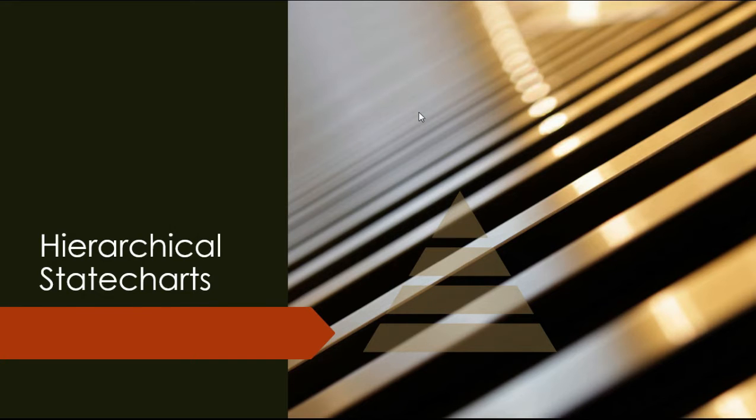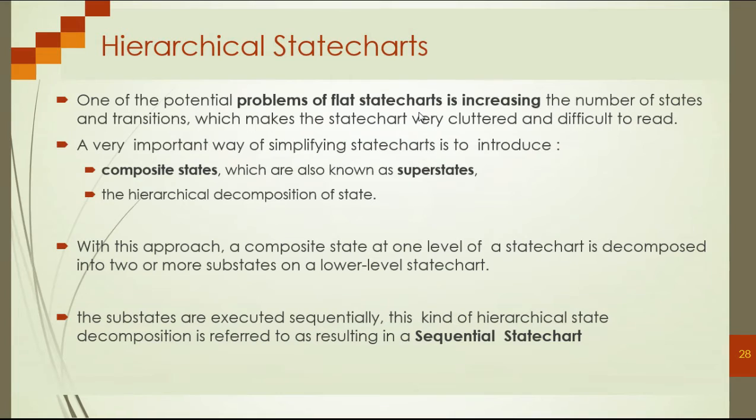The second one is the hierarchical state chart. This chart has at least some composite state, which combines other substates. So why this type of state chart? Actually, this type of state chart solves the problem of an increasing number of states. Once the number of states increases, the state chart is more complicated to understand and to design.